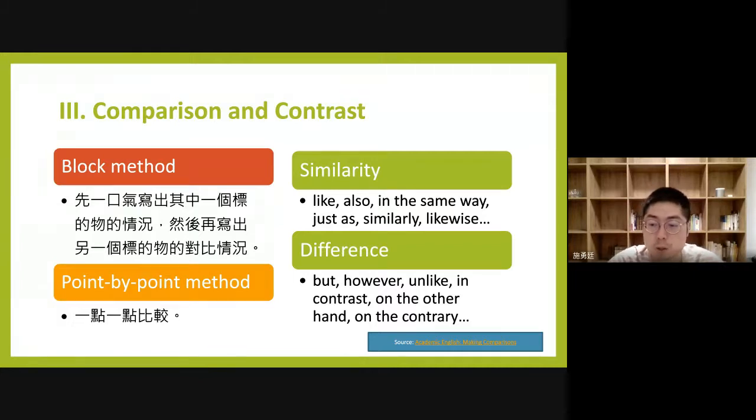There'll be some transitional words or some phrases you can use when you want to write something about comparison and contrast. Like for the words for similarity, you can use the words like, also, in the same way, just as, similarly, or likewise. And if you want to show the difference, here are some of the words you can use like but, however, unlike, in contrast, on the other hand, and on the contrary. So there will be some of the words you can use as you just watched from the video clip.